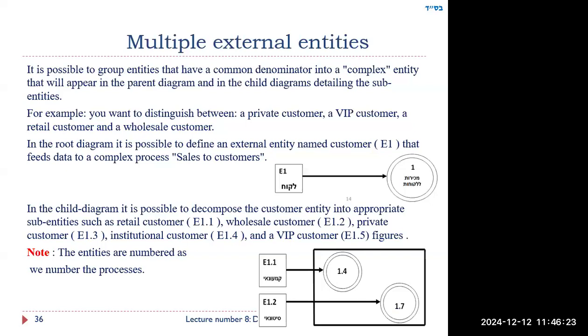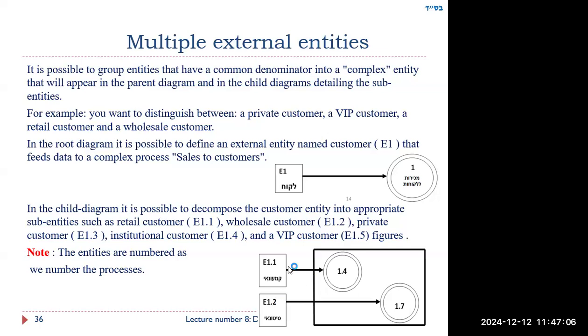Multiple external entities. So you see here, in diagram DFD 0, I wrote 1 and I wrote it as complex. And I wrote that E1 communicates with it. But when I went into 1 and I explained that there's part 1.4 or 1.7, I can explain that actually there's two different kinds of clients: wholesale and retail. A wholesale client and a retail client. They use different parts of the system. They're both parts of E1.